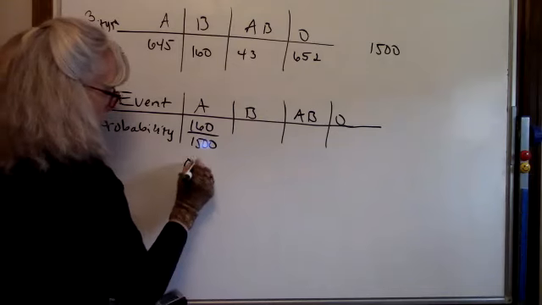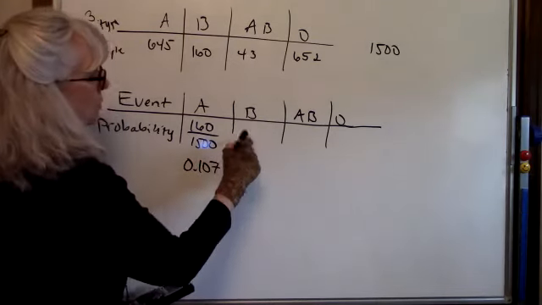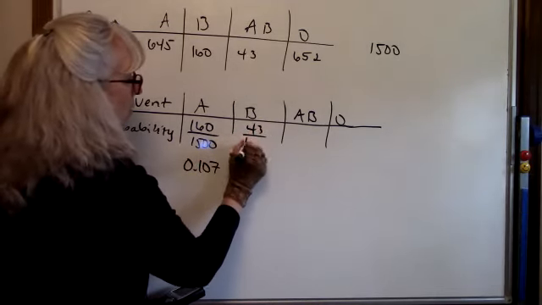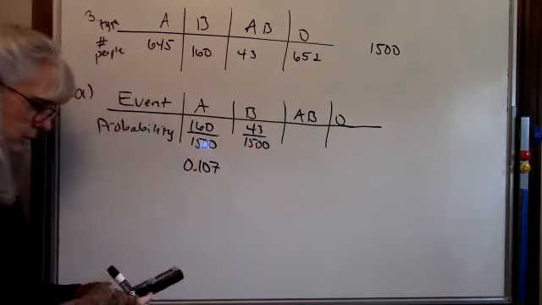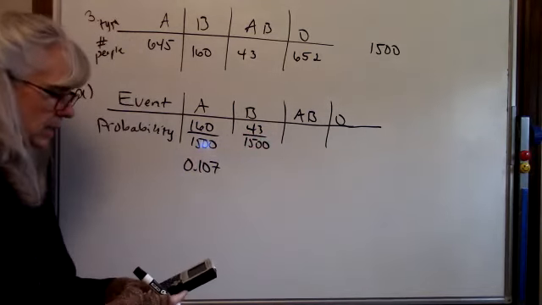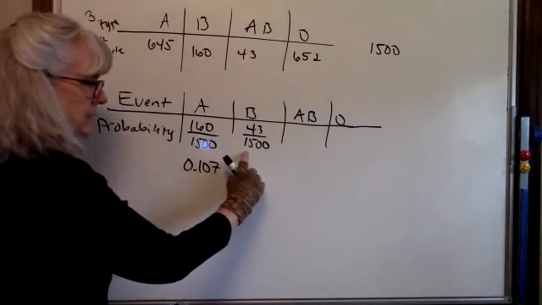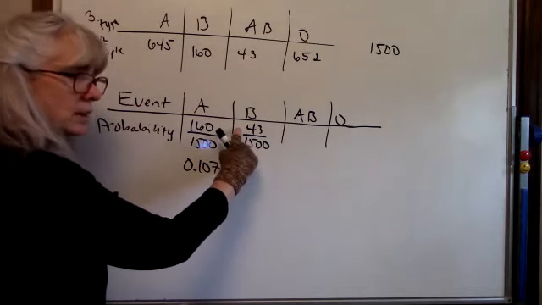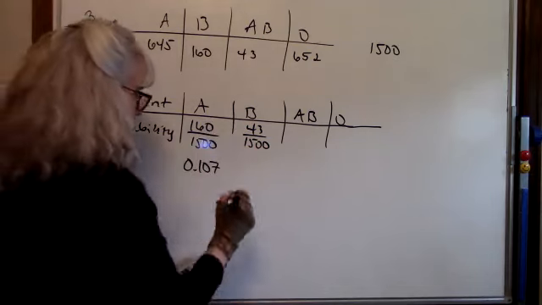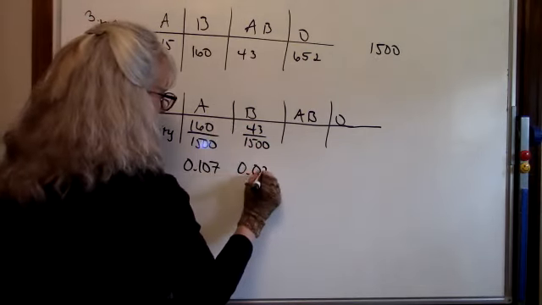So this is 0.107. For B, it's only 43 out of the 1,500 people. So we'll take 43 and divide it by the 1,500. Again, the size of the sample space is 1,500. The size of this specific event is the 43 people. That comes out to be 0.029.